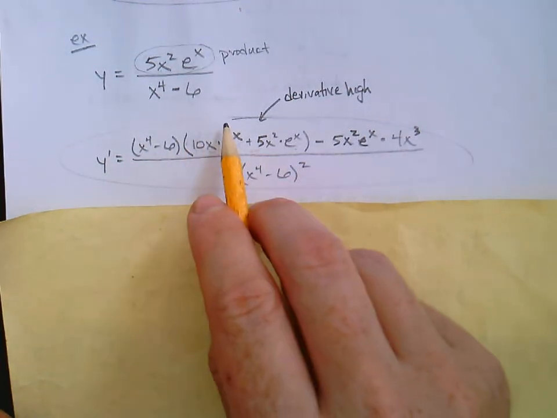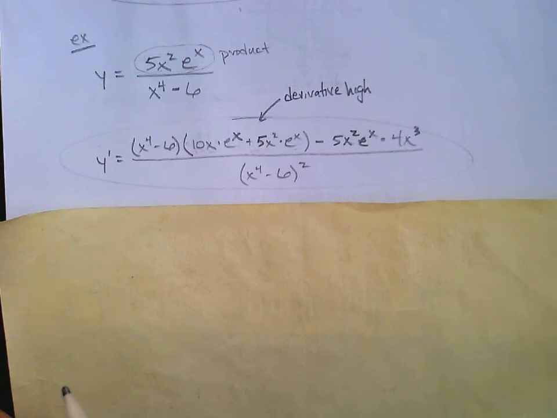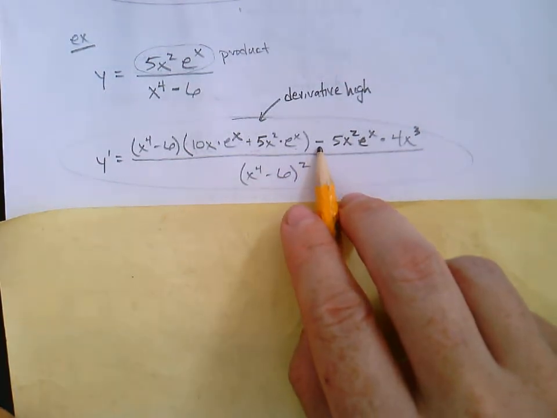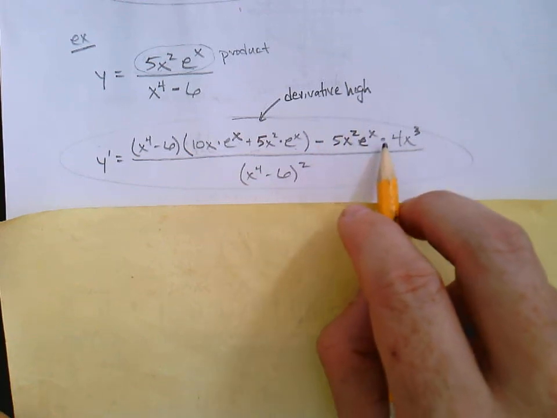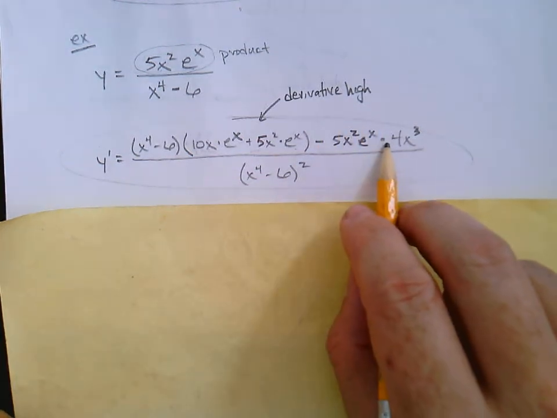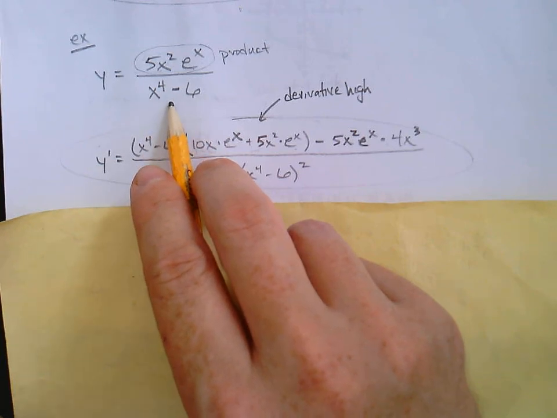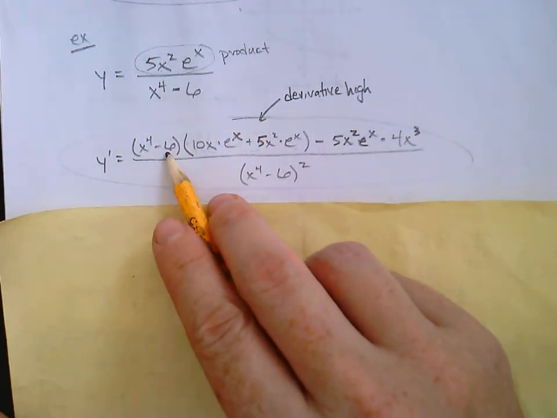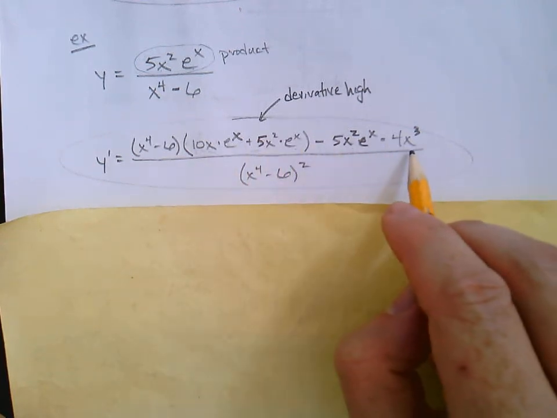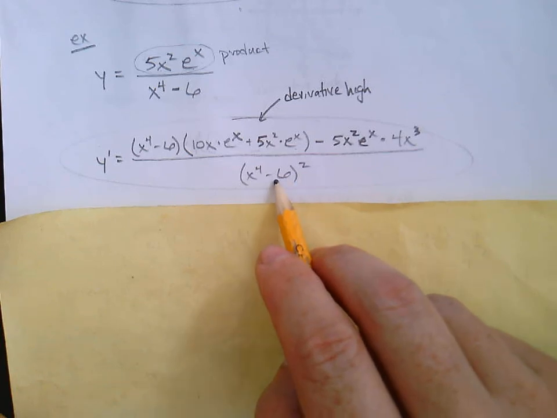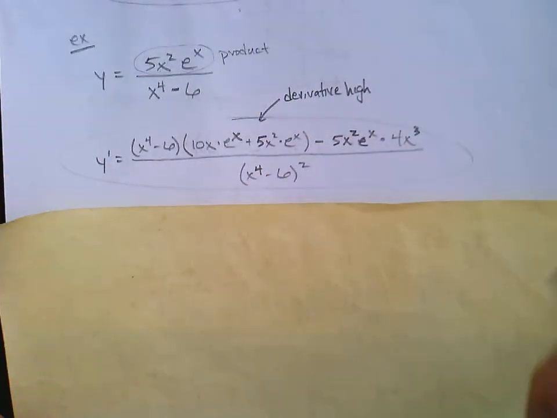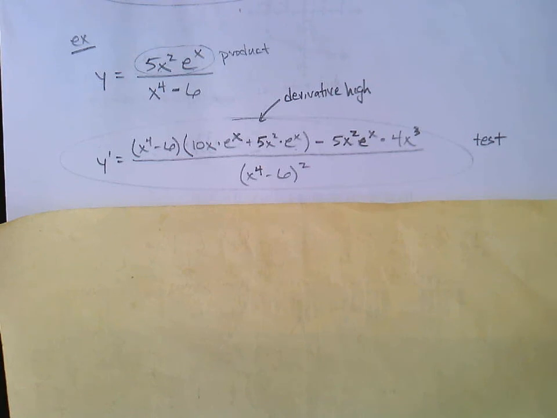Okay, so we have low d high minus, and we keep going with the quotient rule, high, just the original 5x squared e to the x, times, and now it's d low. Well, what's the derivative of the low? 4x to the third. Okay, so again, low d high minus high d low, and it's all over that original low squared. So this is how you would answer a test or a quiz if the only thing you're asked to do is find a derivative. And that's a lot, definitely.